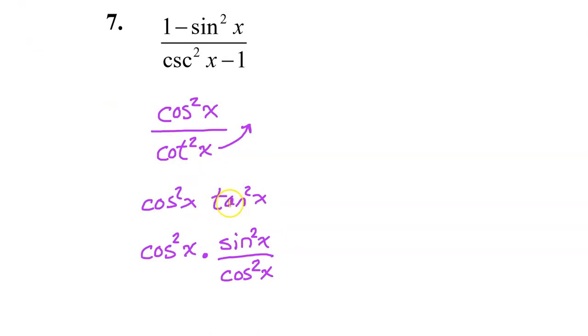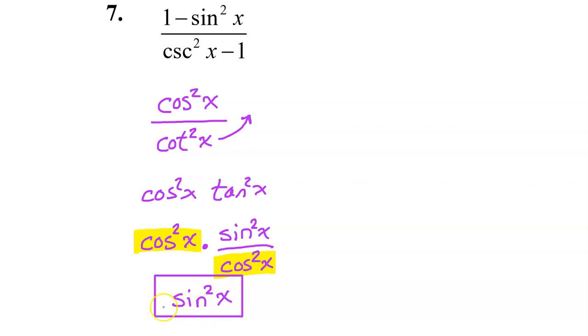When we rewrite tangent squared as sine squared over cosine squared, we notice that we have a cosine squared in the numerator and a cosine squared in the denominator. So these cancel each other out, leaving behind sine squared x. So that's the simplified answer.